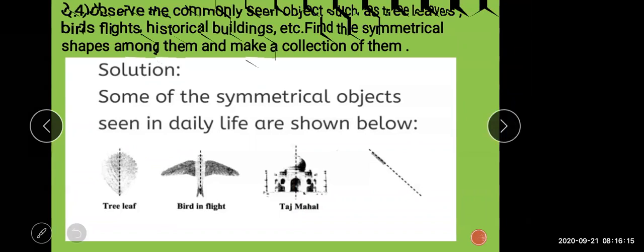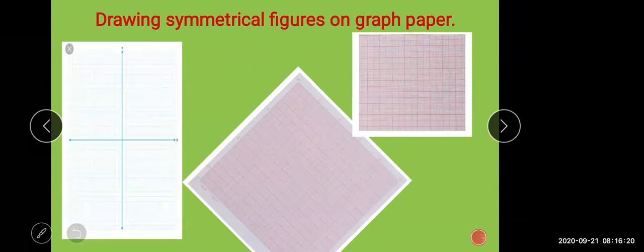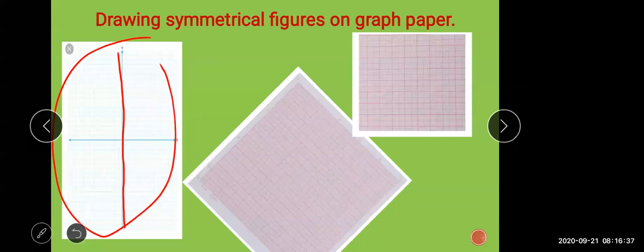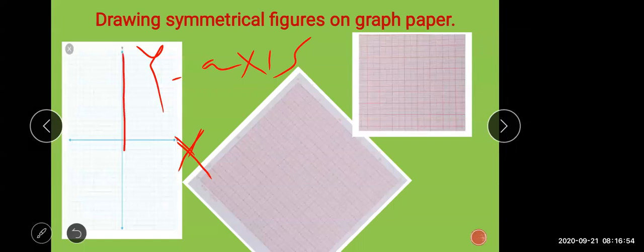Now we will go on to the next topic, drawing the symmetrical figure on graph paper. What is a graph paper? Look at this picture. It's a graph paper. There are two axes. When we draw a graph, we have to draw two axes, the x-axis and the y-axis. The horizontal one is the x-axis and the vertical one is the y-axis.